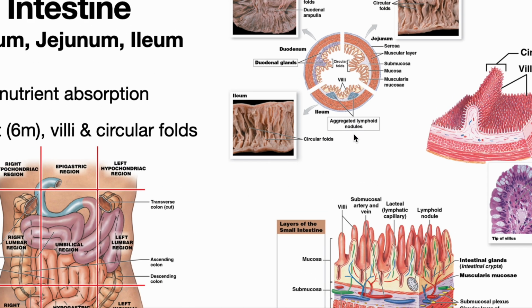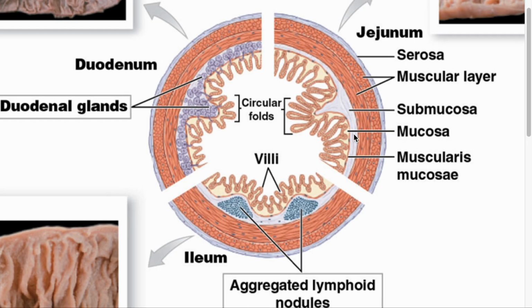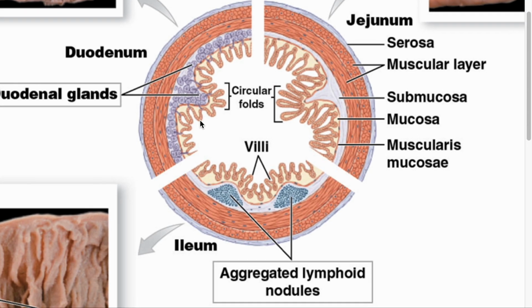If we take a peek, this little diagram is just showing us some of the similarities and differences between the three parts of the small intestine. So they all have the 4 layers, the mucosa, submucosa, the muscular layer, and the serosa, but we do see some differences. For example, there are circular folds in the duodenum, but not as many as there are in the jejunum. And then in the ileum, we actually see the circular folds start to disappear towards the second half.